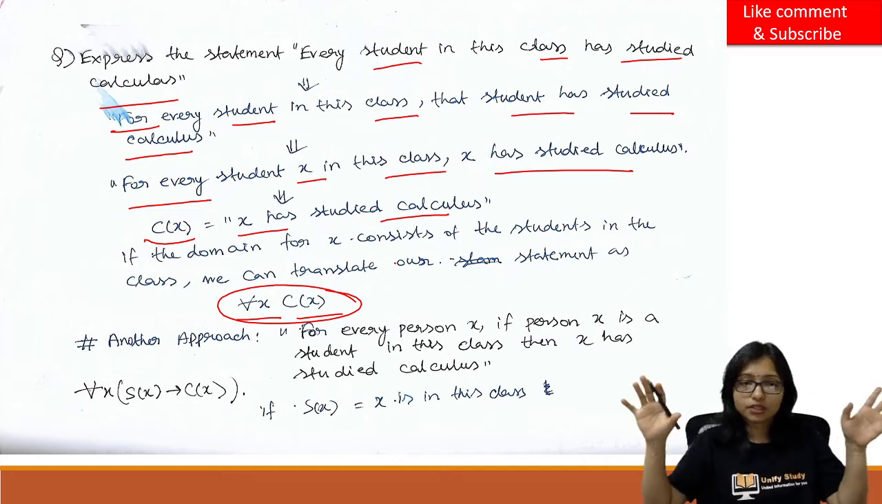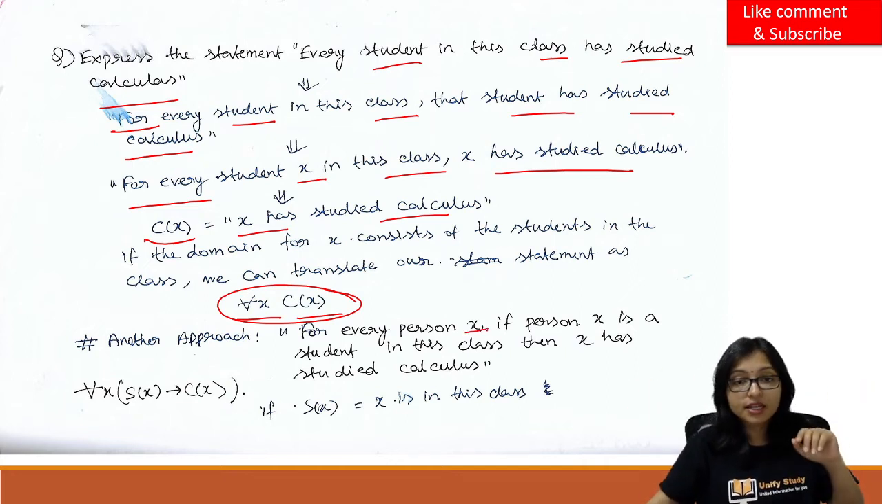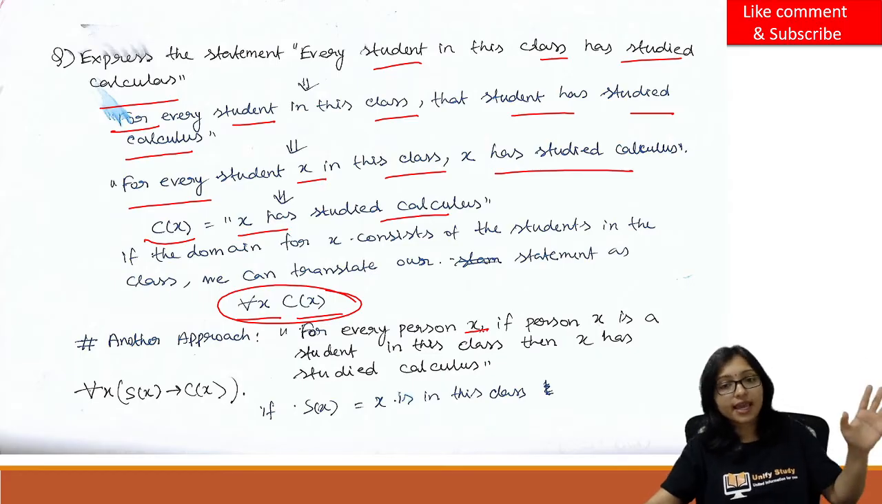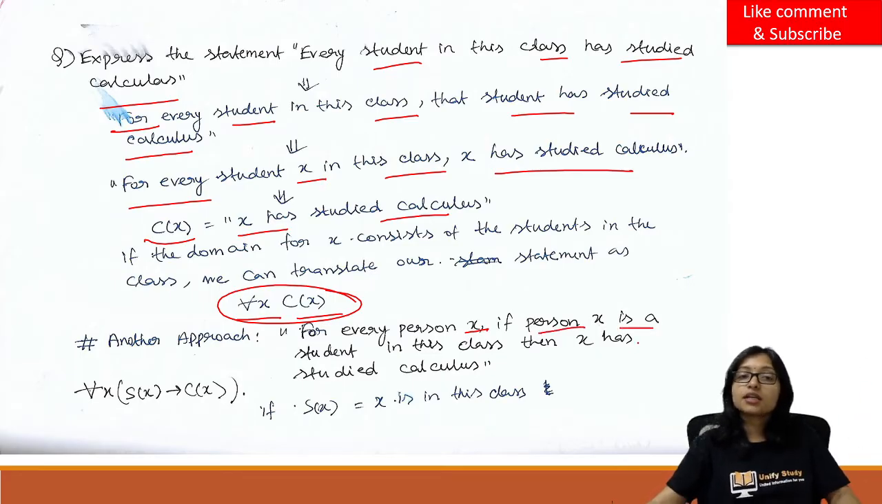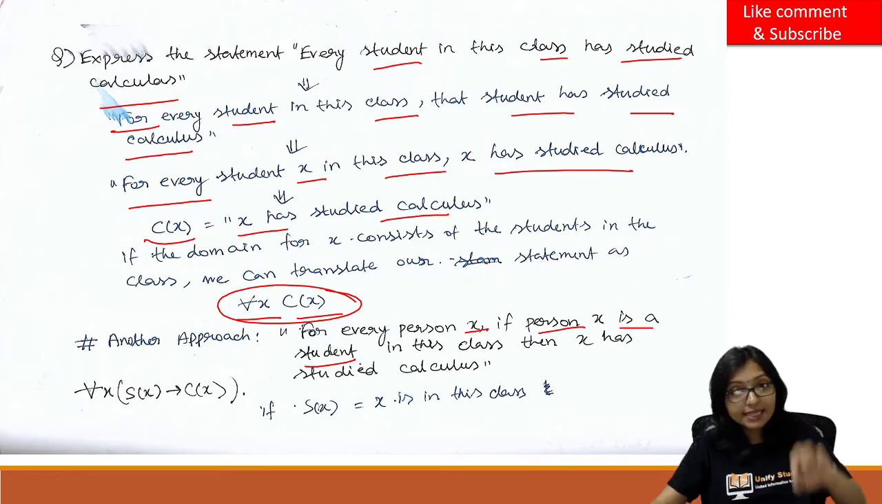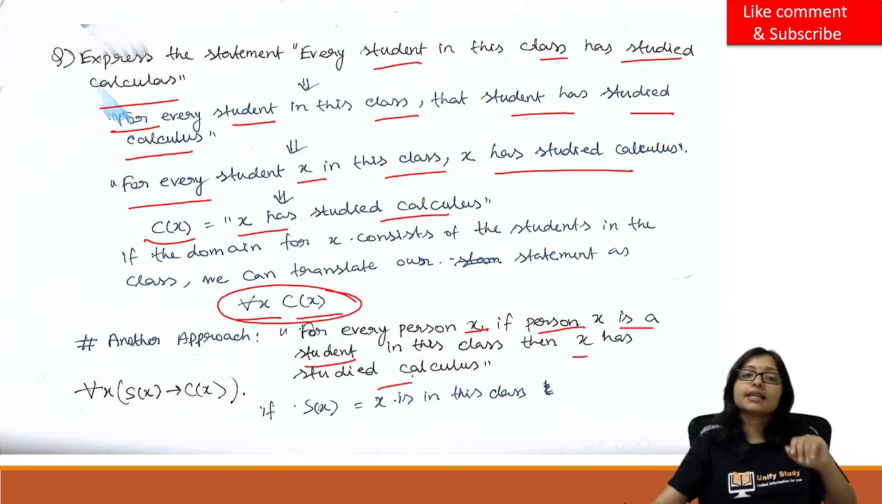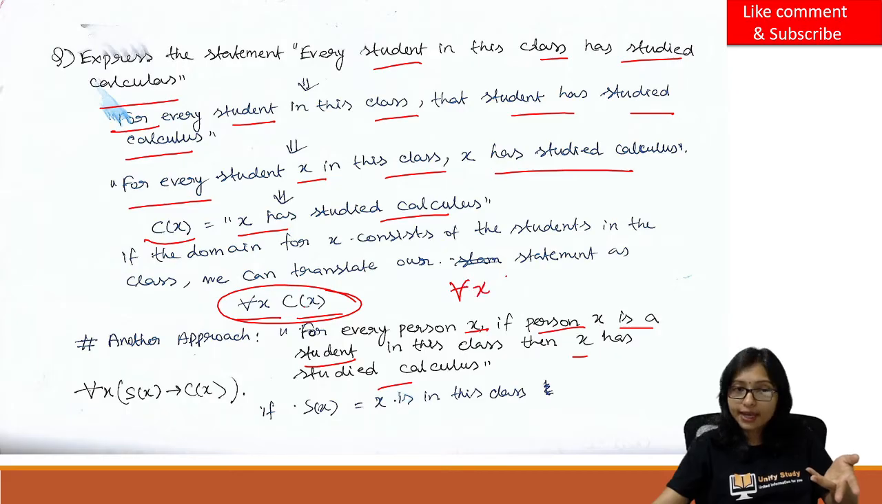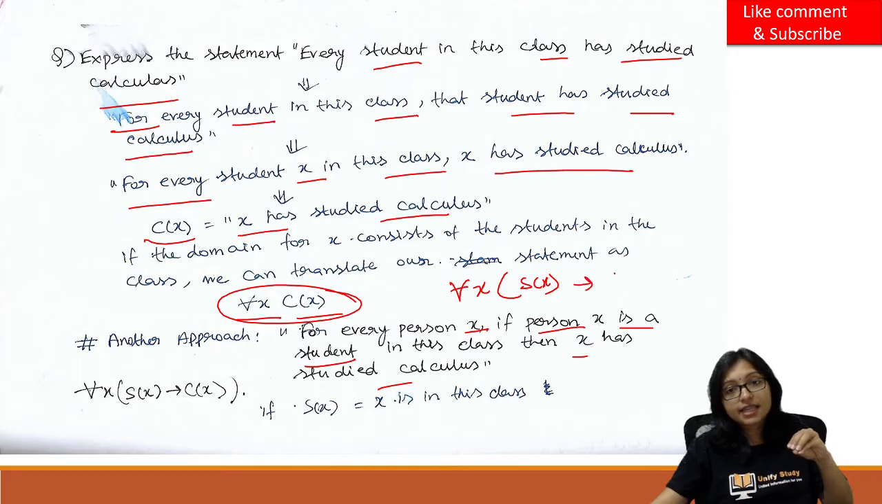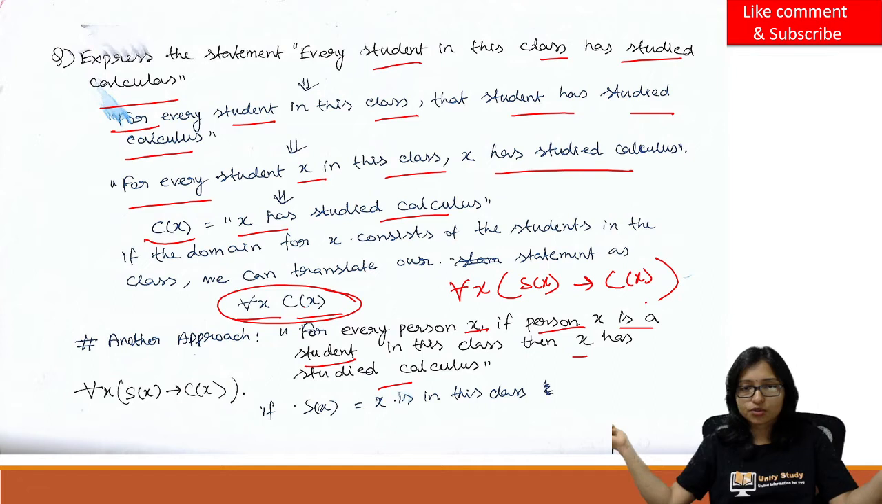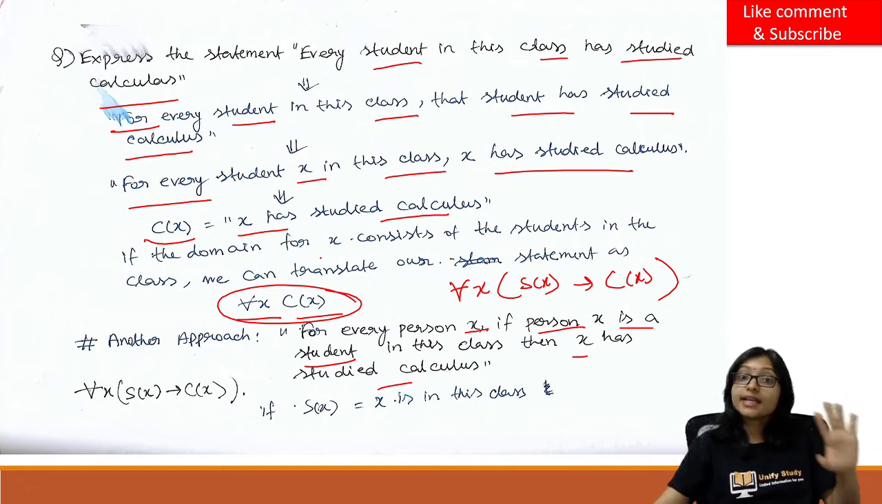This same thing we can represent in another way if we are trying to do it for the total world. For every person X, meaning any person in the world, if the person X is a student in this class, then they studied calculus. Or then they studied discrete math. The same thing we can represent like this: for all x, if it is a student of this class, then they studied calculus. I can say discrete math also. Got it? So it is a trick.